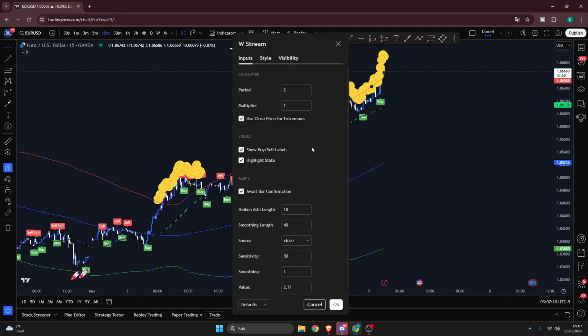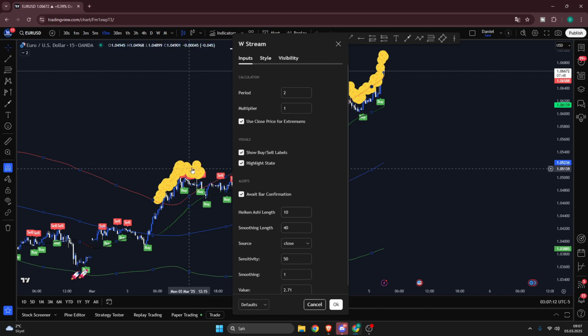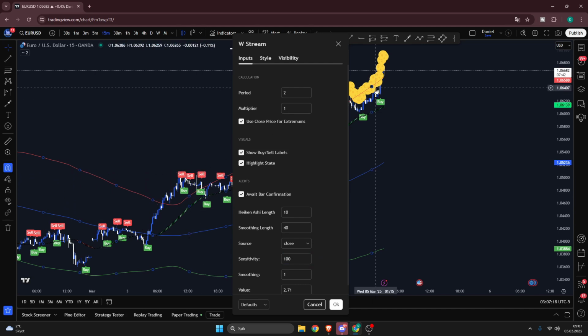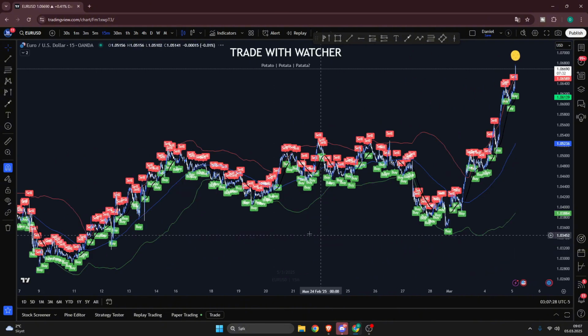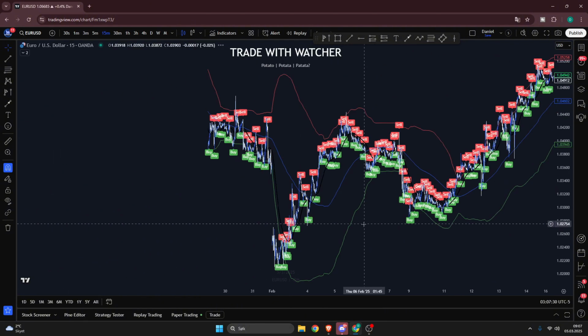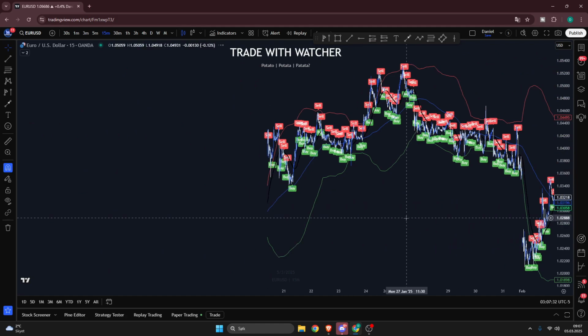We can go into the inputs in here. You have different sensitivity for the moons in here. You can use 100, it will give you less moons and less rockets. You can use 200, which will give you more moons and more rockets, but will give you some crazy trades basically. So we can have a look at different things in here.